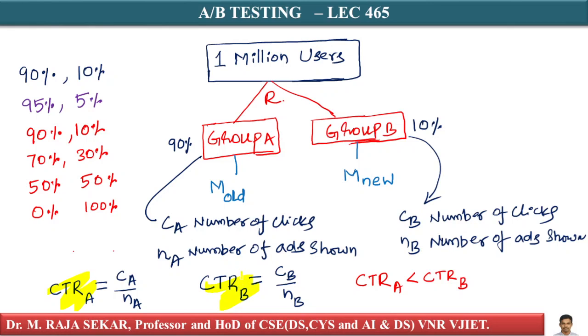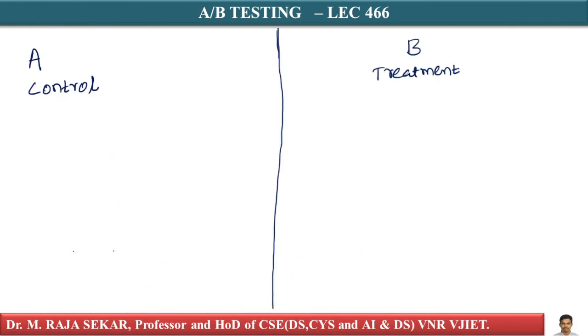Comparison of CTRs is not that straightforward. Why is it not that straightforward? Let me explain why. Let's assume I have A here. This is my control. And this is B. This is known as treatment, isn't it?